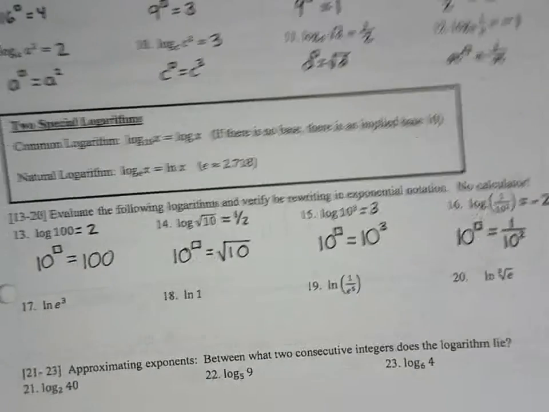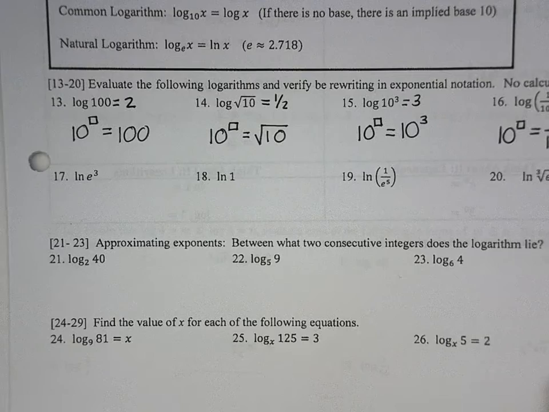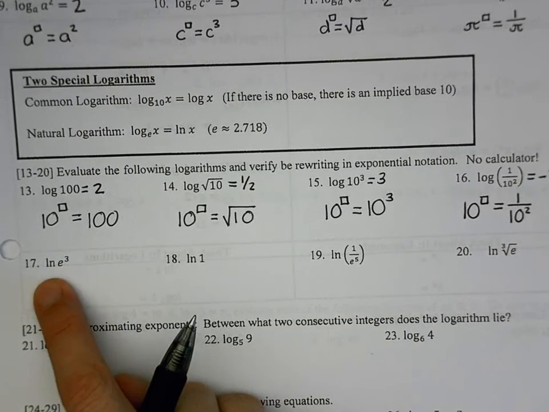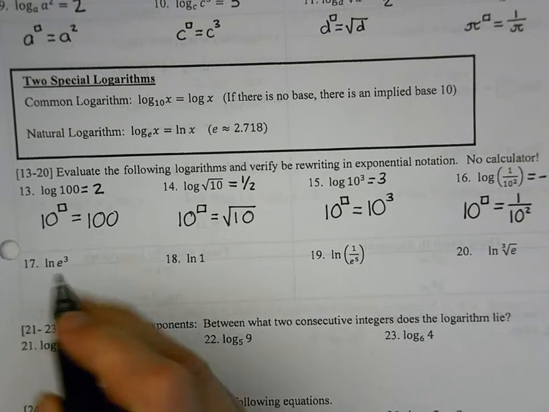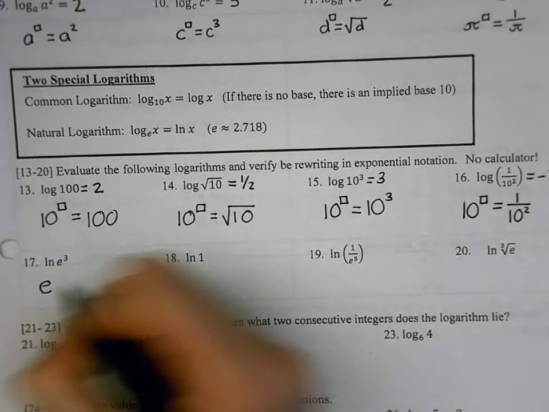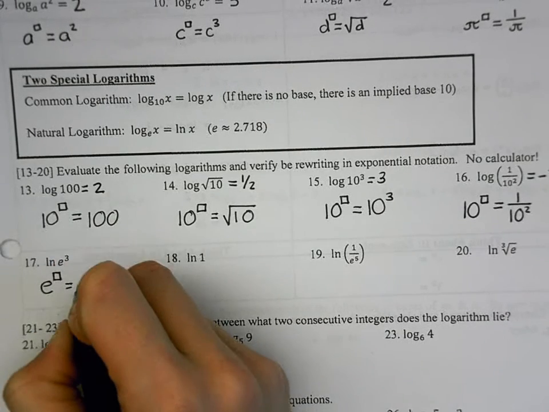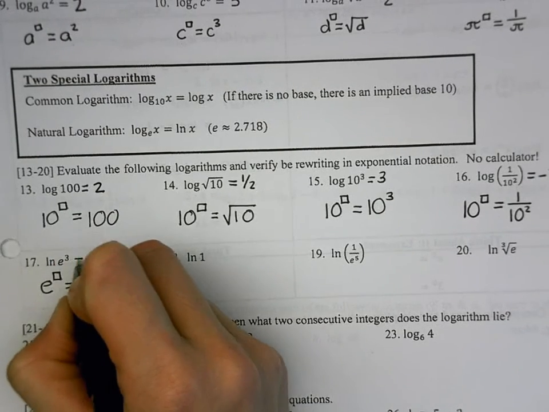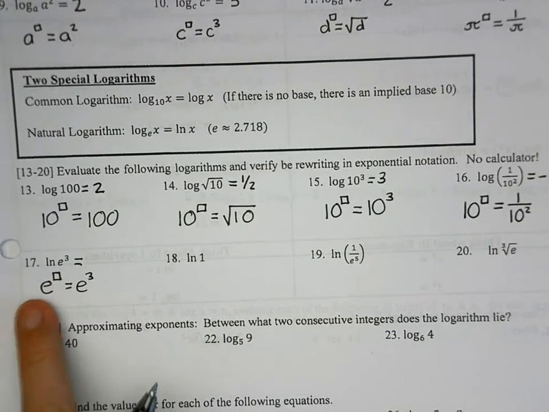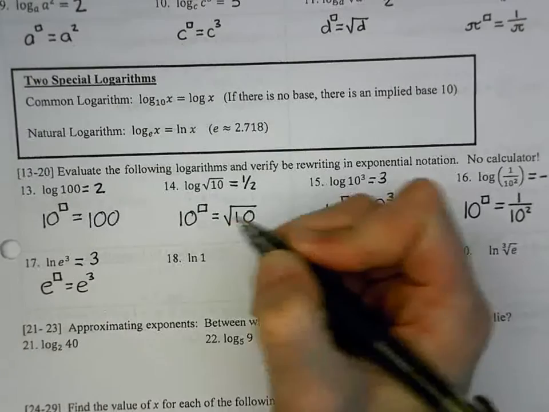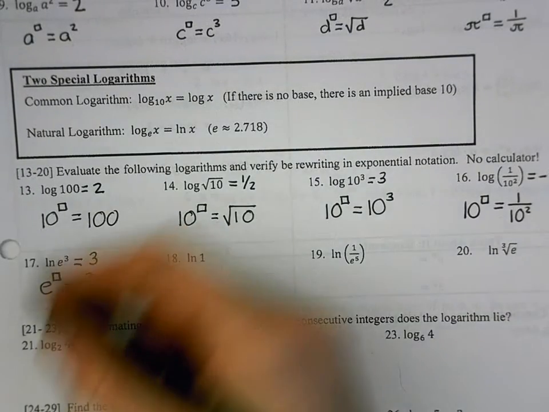Okay, number 17. 17 is our first with the natural log. So I've got here, the natural log of e cubed. So when you see natural log, that tells you your base is e. So the question is, what does that exponent need to be to give me e cubed? Well, this one's a lot like number 15 earlier. My e's are matching already, so my exponent would need to be 3, because then e cubed would be, well, e cubed.